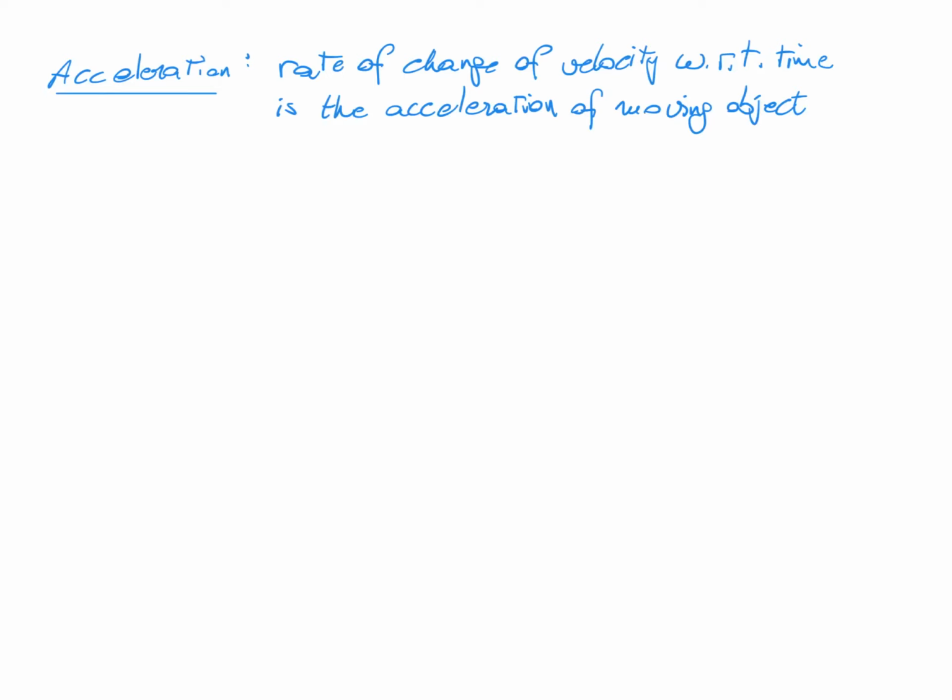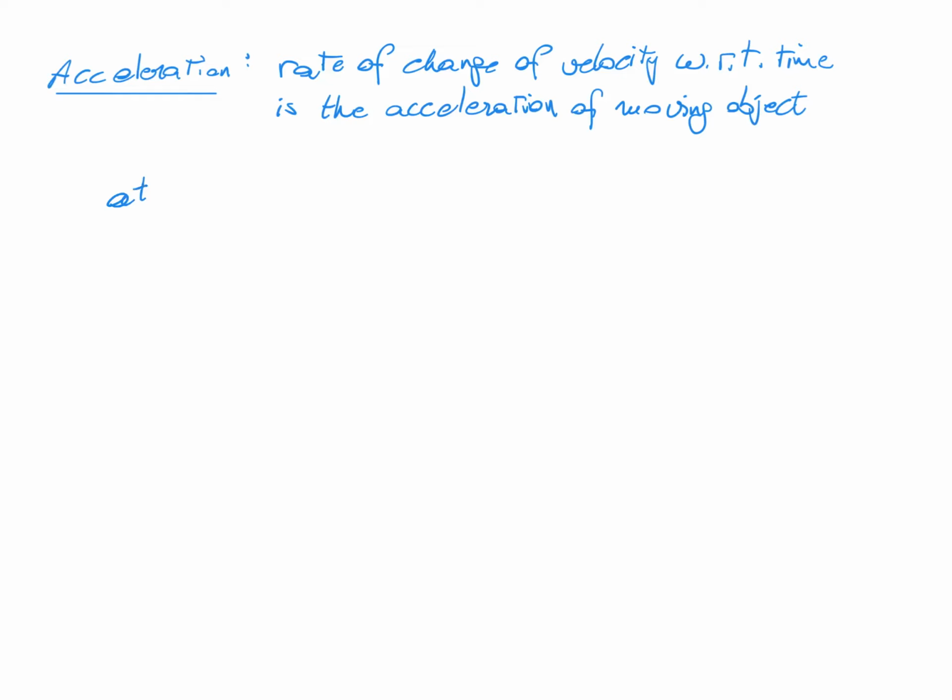But not only the velocity is important, also the derivative of the velocity has a useful interpretation. The rate of change of the velocity, so the derivative of the velocity with respect to the time, is called the acceleration of the moving object.